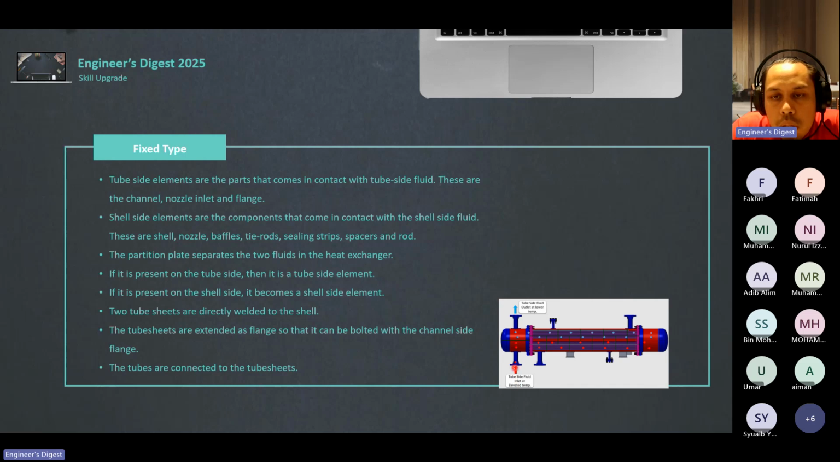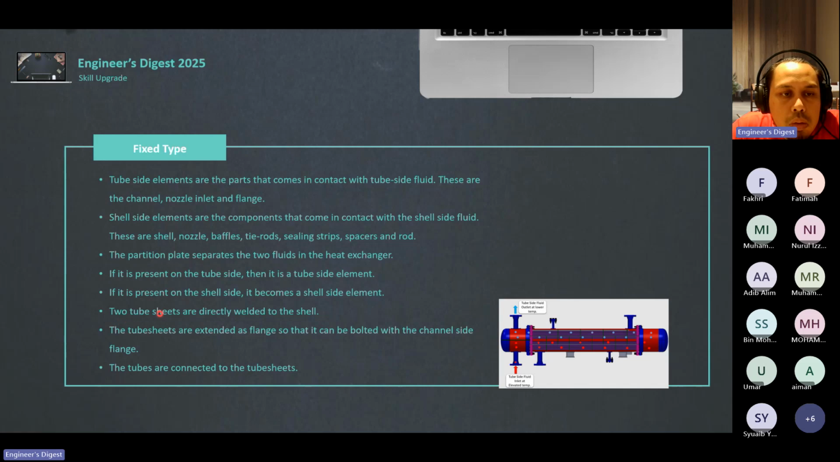So this is a partition plate. This is a tube coming in, fluid coming in on the tube side. This is a partition plate. We call this a tube side element because it is at the tube side. In a heat exchanger, we have something called a partition plate or a longitudinal baffle, I believe. That one will be considered a shell side element.